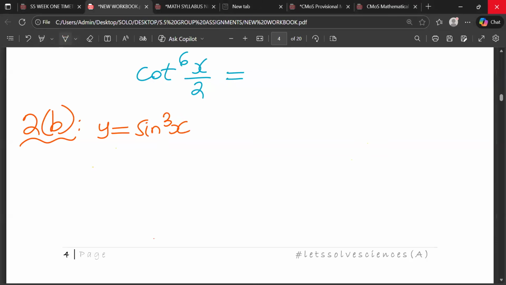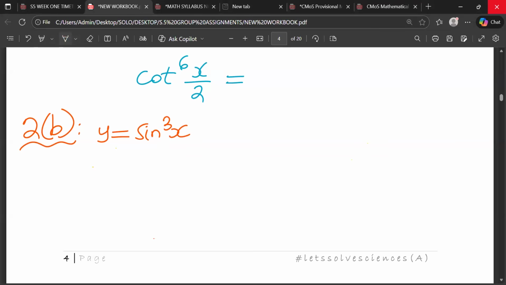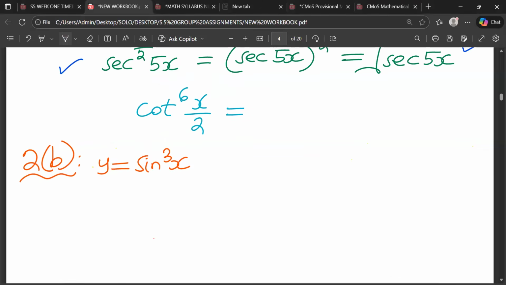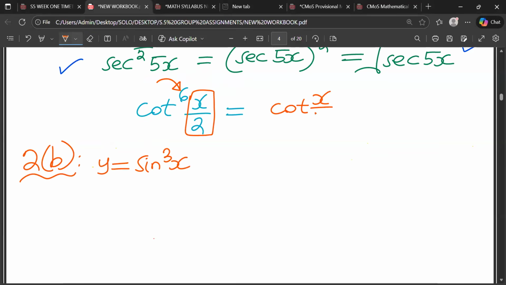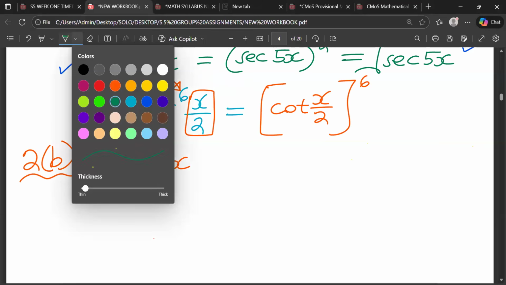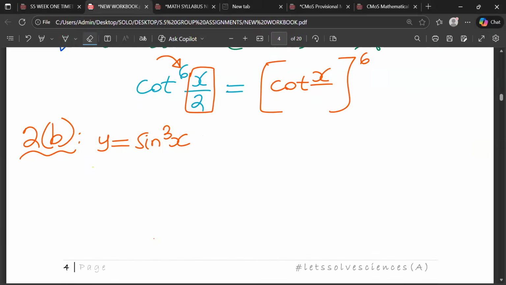Before I go to part 2B, any trials? Yeah, people have understood. So you should know the difference between the angle and the power. The thing is, the function is sin with its angle x over 2, and then the overall power is 6. Yes, there are people who beautify their work and decide to put this angle in brackets.